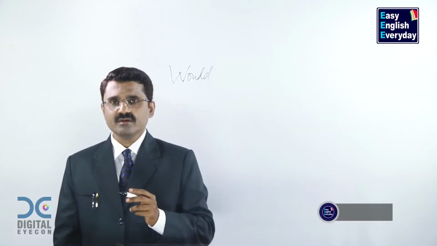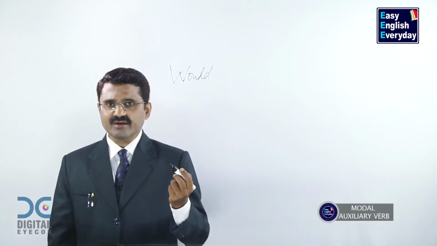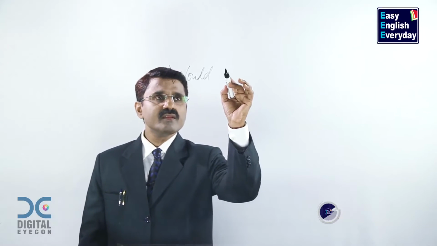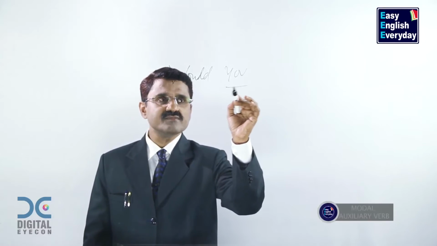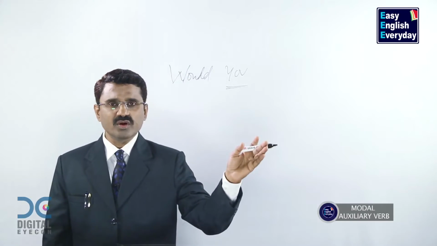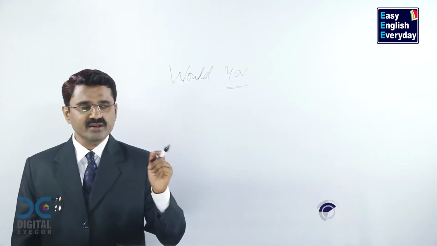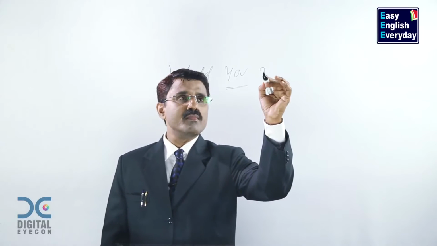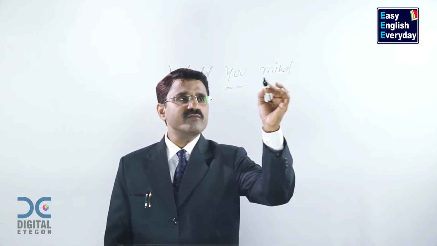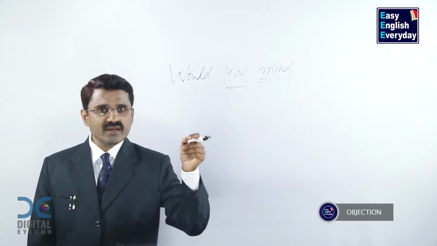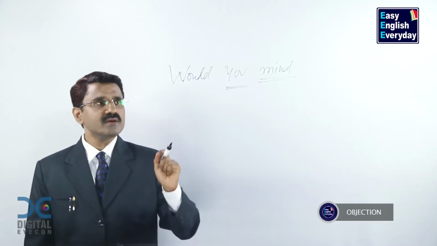W-O-U-L-D, would. It's a modal auxiliary. In the English language, it is enough to know that much. Would is a modal auxiliary. You, this is the subject. Would you mind? Would he mind? Would she mind? Would they mind? You can use these. Mind. The meaning of mind here is objection. I mean to say, do they have any objection?